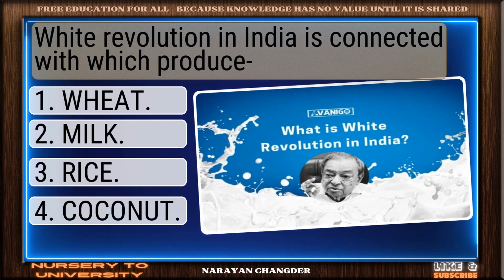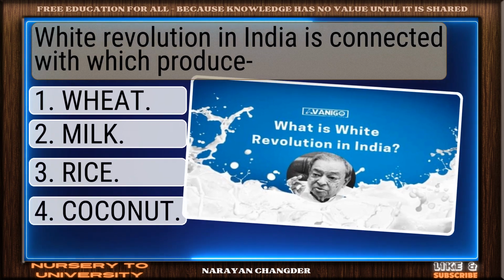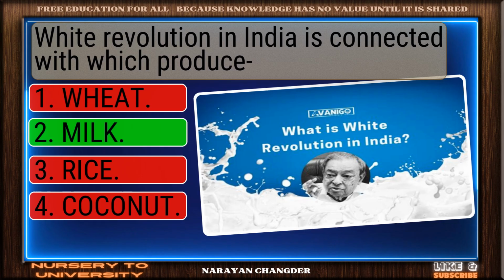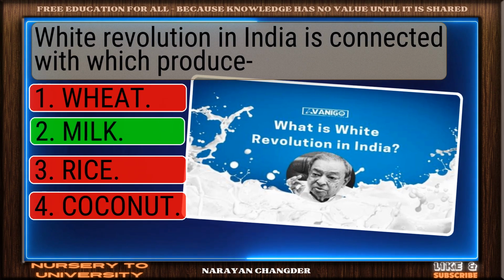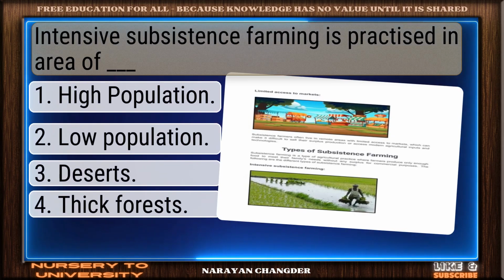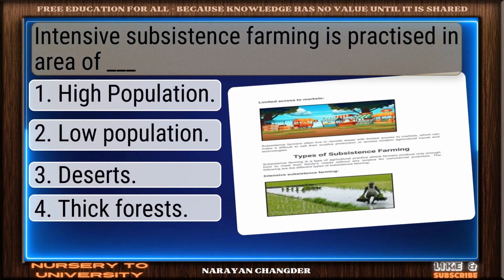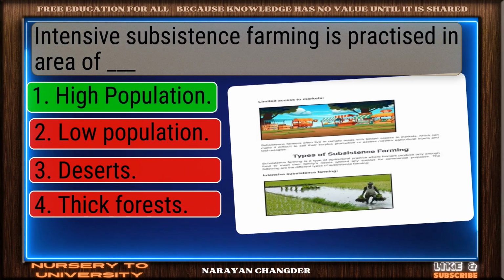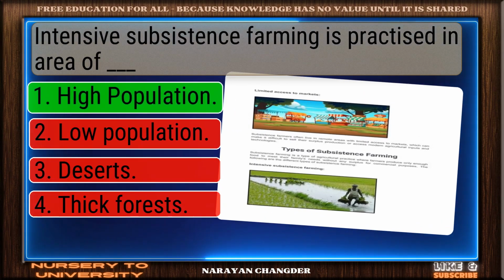White revolution in India is connected with which produce? Correct response. Milk is accurate. Intensive subsistence farming is practiced in area of dash. Well done. High population is right.